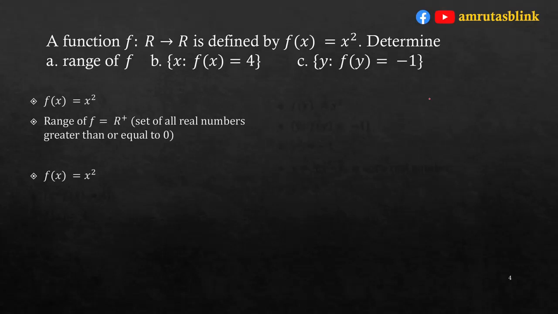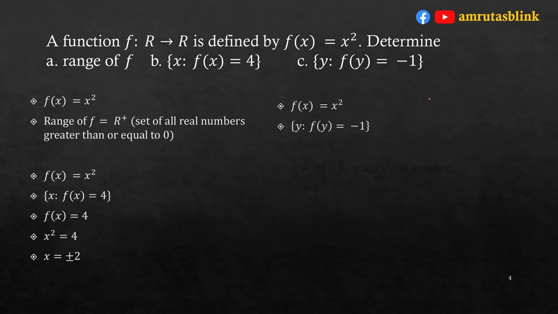Now, we will find the pre-image for f of x is equal to 4. Now, f of x is equal to x square. Hence, x square is equal to 4. So, by taking the square root, we can find x is equal to plus or minus 2.